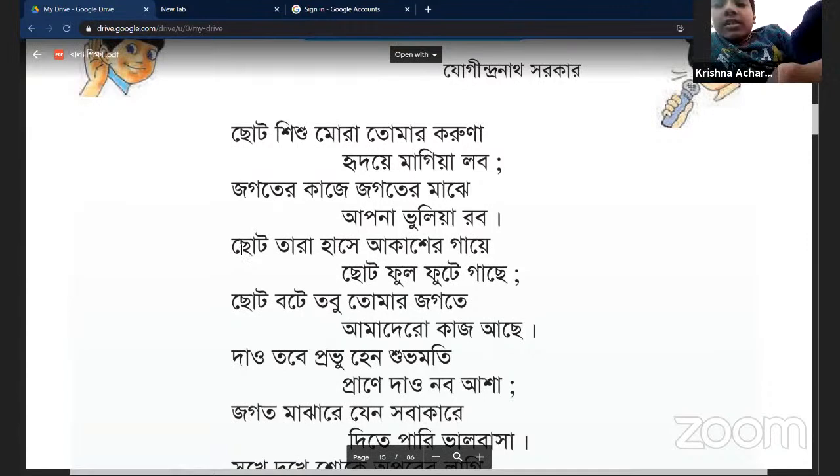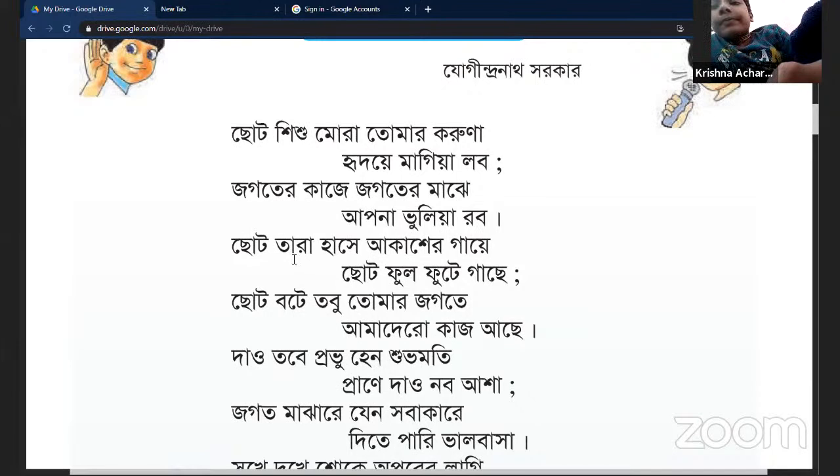Choto tara hashe akasher gaye. You did very good, Krishna. Very good. Choto tara hashe akasher gaye. Tara means the stars. So the small stars, they are hashe, means they are. Akasher gaye, in the sky. Akasher gaye choto tara hashe. The small stars are there, shining bright in the sky.